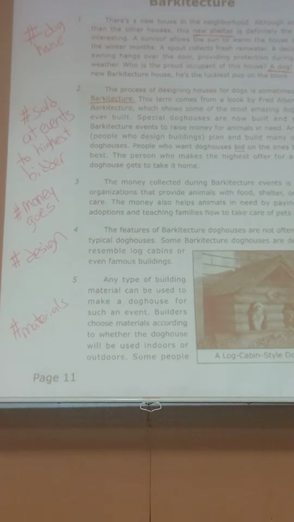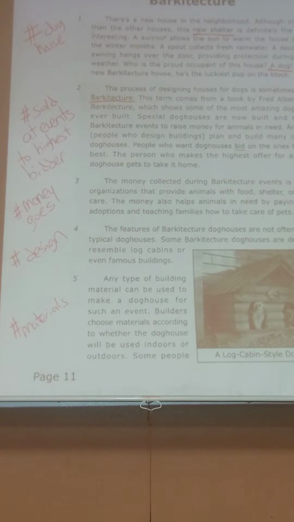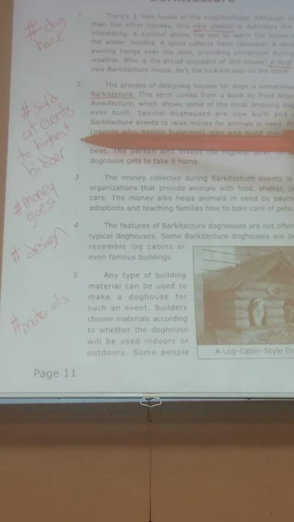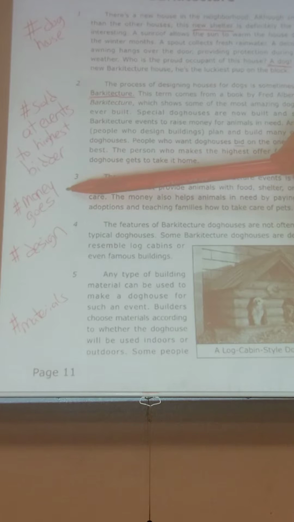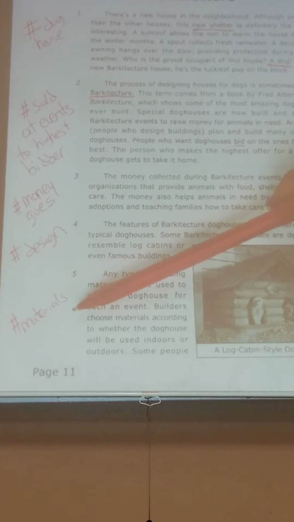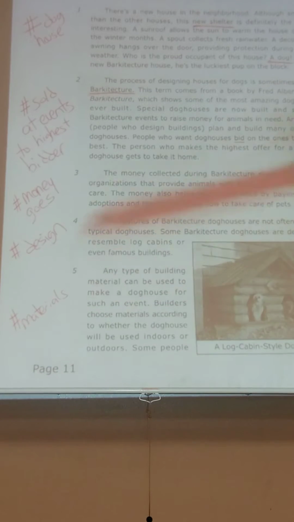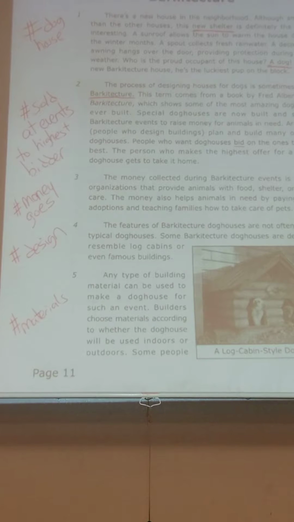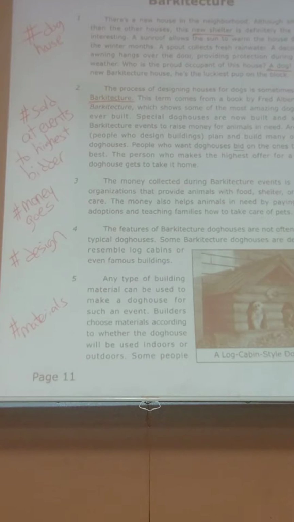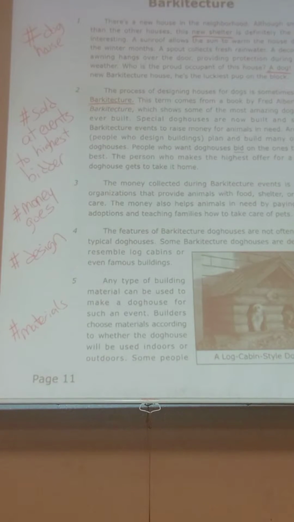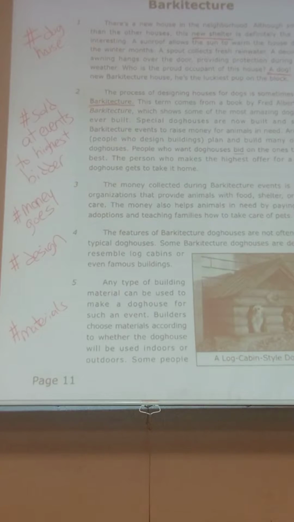Fancy. So if I go back real quick on my first page, I know that Barkitecture is about a doghouse. They're sold at events to the highest bidder. I'm going to know where my money goes. I'm going to know this talks about the design, and I'm going to know this talks about the materials. Okay? So I'm going to go back to 5 and reread it. Any type of building material can be used to make a doghouse for such an event. Builders choose materials according to whether the doghouse will be used indoors or outdoors.